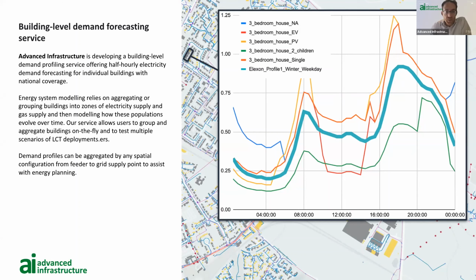In the future, the service will use novel anonymization techniques to leverage millions of smart meter records to build representative profiles of electricity demand for all electricity customers. Now, back to Lily.